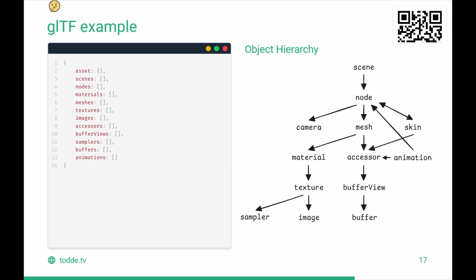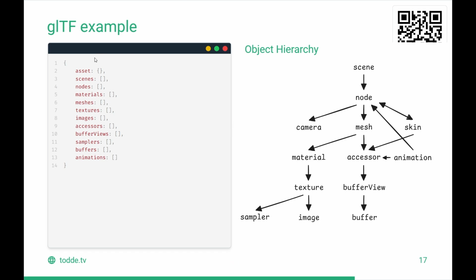GLTF files, like I mentioned before, are the one thing to load a model into your scene. And GLTF files are JSON encoded files. On the left side, you can see such an example of a GLTF file. And on the right side, you can see the object hierarchy that is built with this GLTF file, what it will describe.